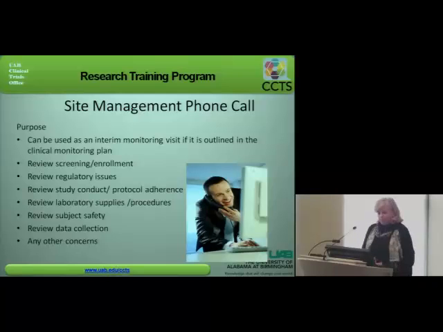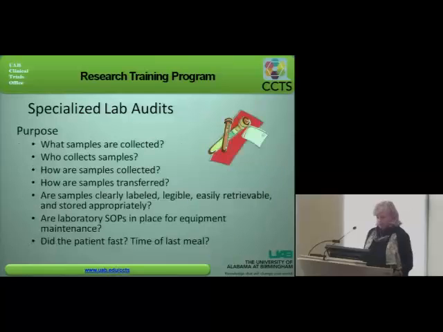They also review subject safety. A lot of times I'll ask them on the phone calls, are you seeing any kind of repetitive AEs or SAEs and stuff like that? And any other concerns that you may have as a site, this is a good opportunity to talk with your monitor and see if you can get those concerns resolved.